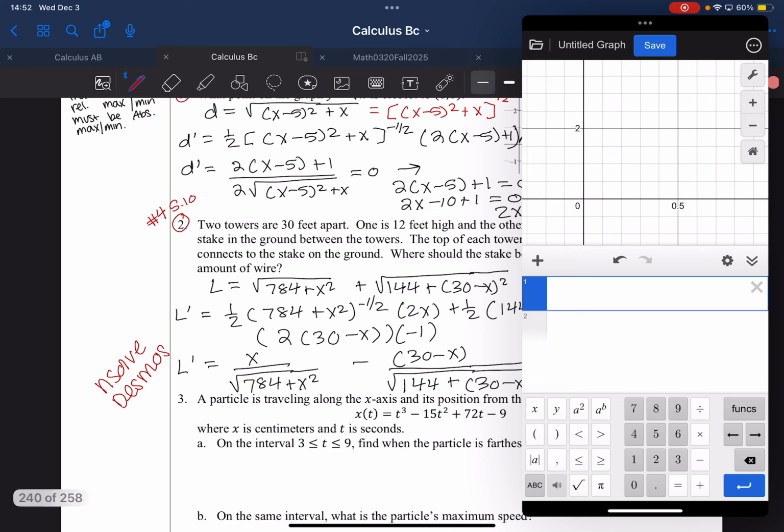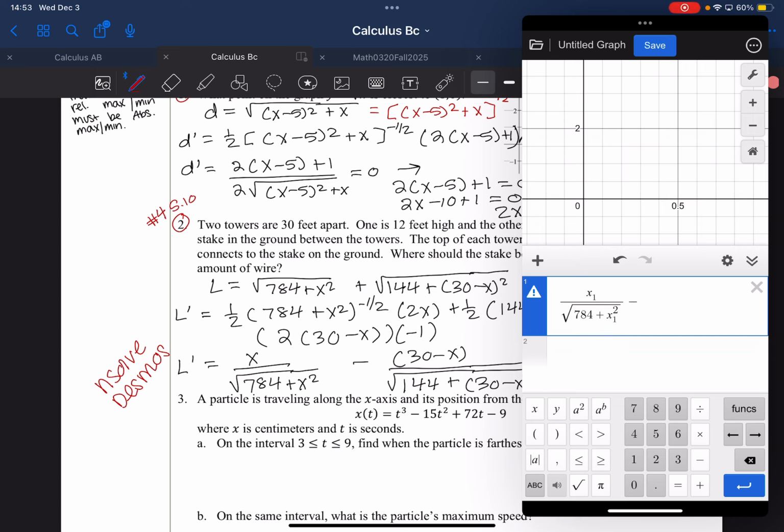So what we're going to do on Desmos is we are going to type in the entire derivative, exactly how we see it, and we're going to set it equal to 0. So this is going to be x sub 1, so you just put a 1 next to it and it does it for you, divided by the square root of 784 plus x squared, or sorry, x1 squared. We always have to remember to put the 1 next to it. Okay, or it won't work.